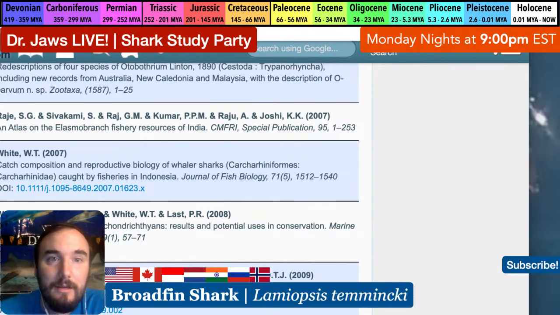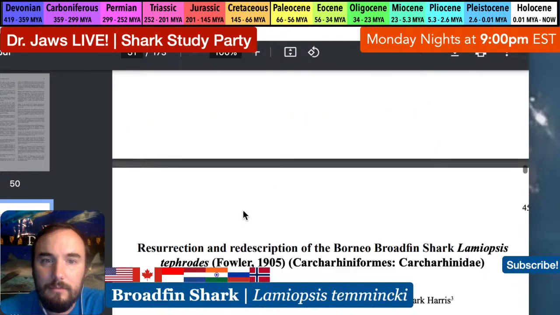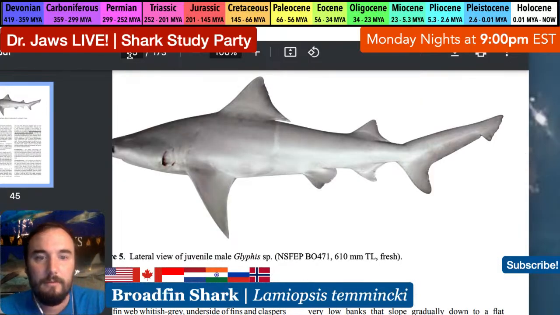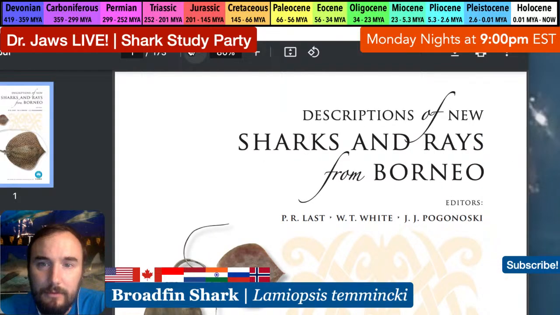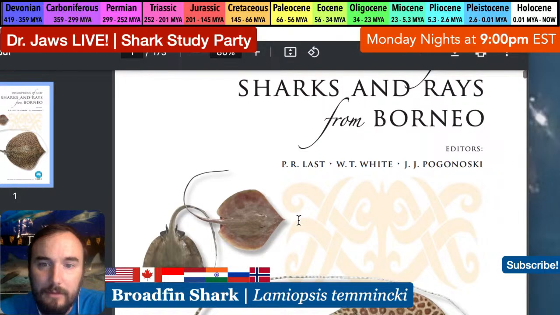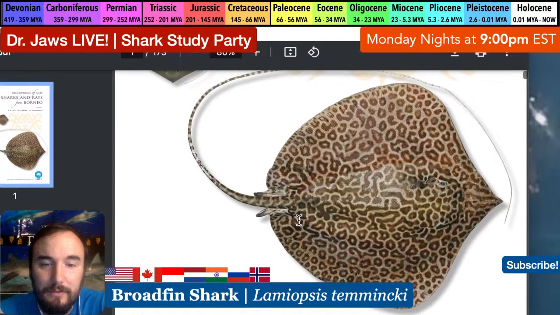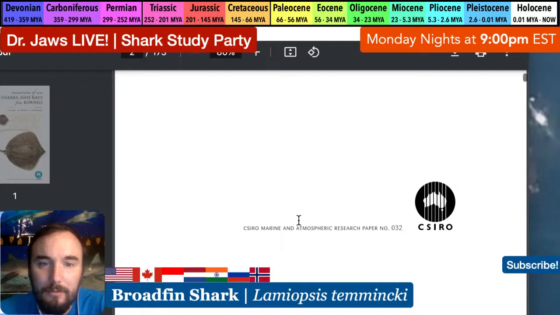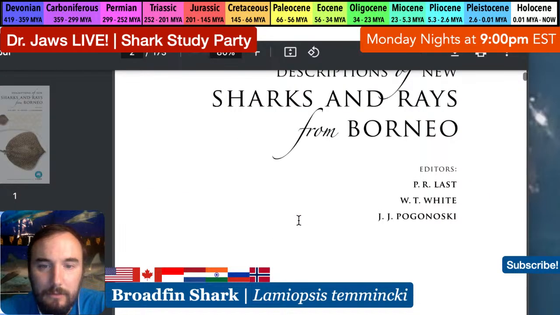So, I'm going to go back to what this is. Oh, this is actually... There we go. Okay. Descriptions of new sharks and rays from Borneo. We've seen this before, maybe for the river sharks. We've definitely seen this before. This almost looks like a book, actually. And this should show me where this is from.